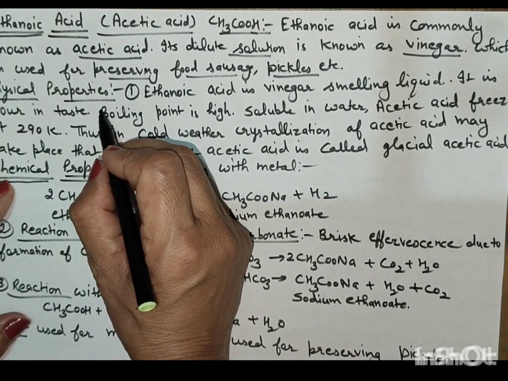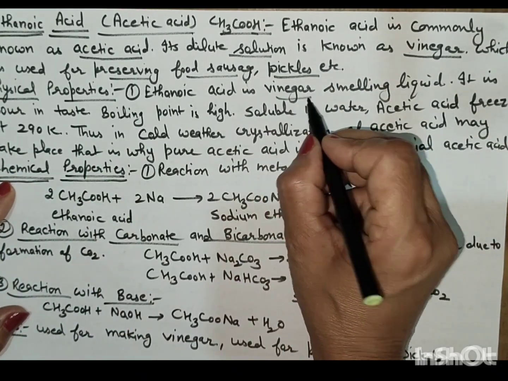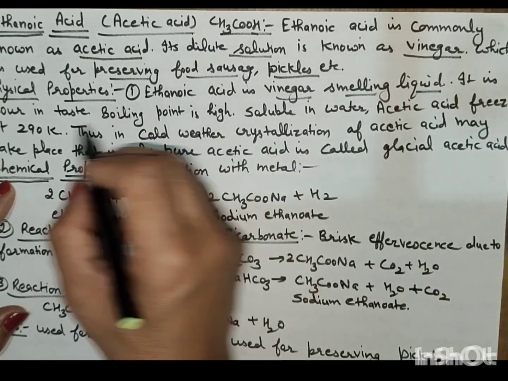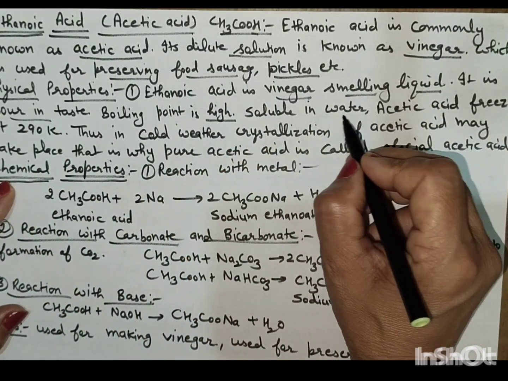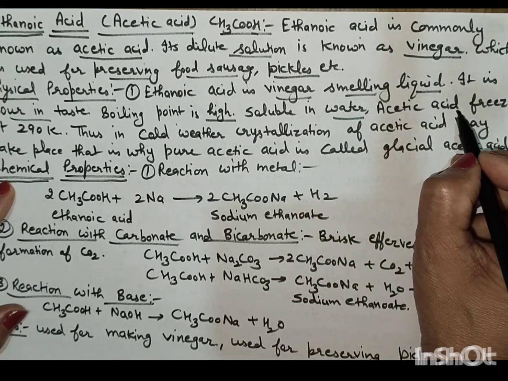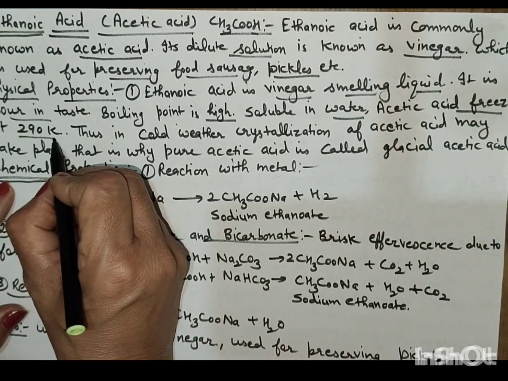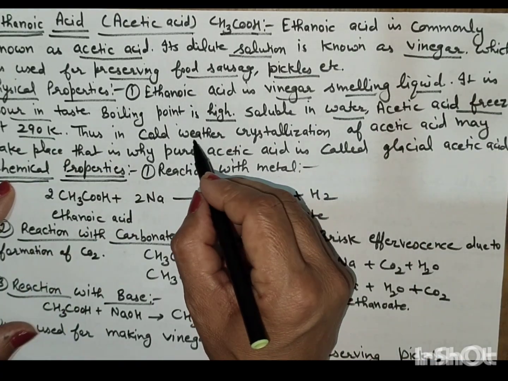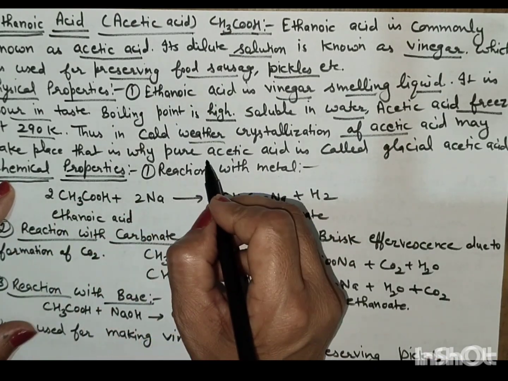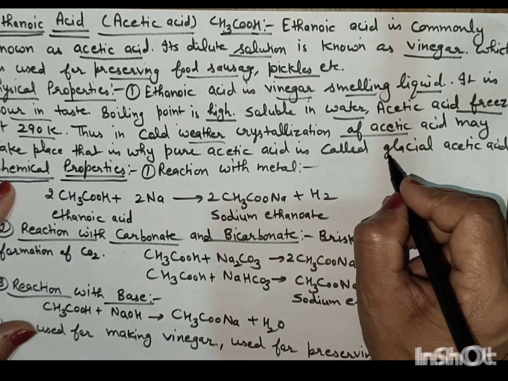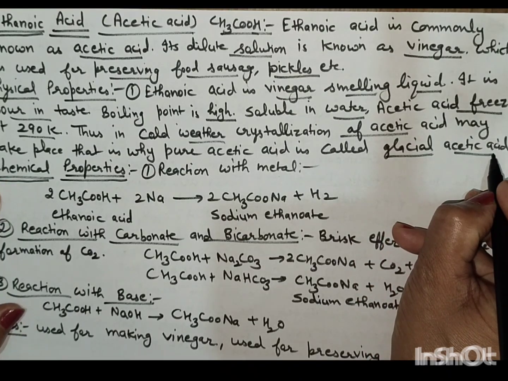Physical properties of ethanoic acid. Ethanoic acid is a vinegar smelling liquid. It is sour in taste. Boiling point is high. Soluble in water. Acetic acid freezes at 290 Kelvin. Thus, in cold weather, crystallization of acetic acid may take place. That is why pure acetic acid is called glacial acetic acid.